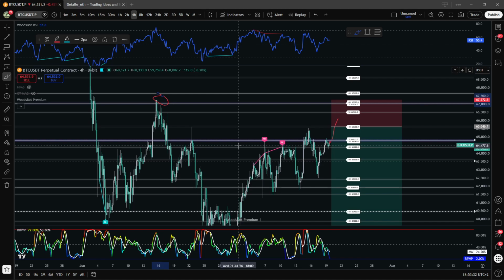I'm not the best at that, to be honest. I like to stick with my strategy, and this is not my trading strategy. But if you are looking for shorts, this is a potential short area.